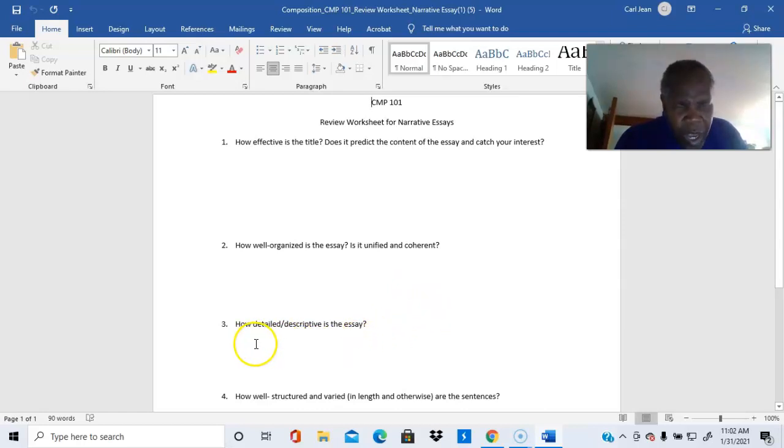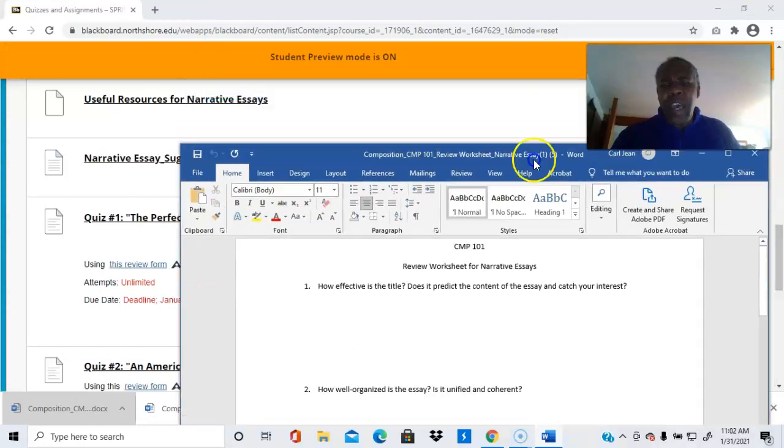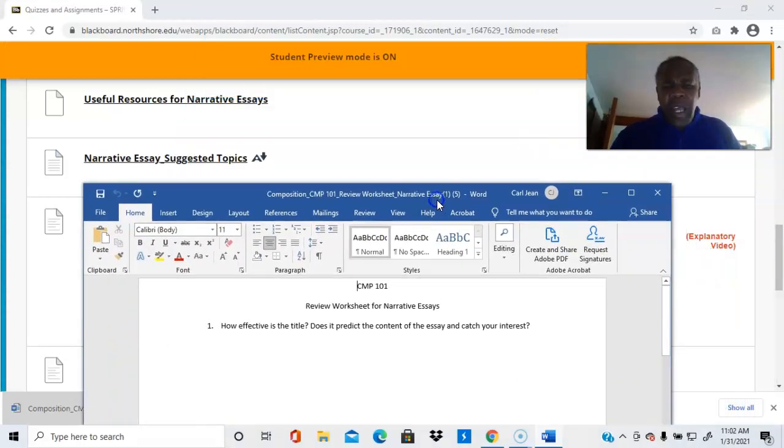This question, number 3, has to do with descriptiveness. You're supposed to say whether the essay is descriptive enough, whether the writer tries to show you rather than just telling you, whether the writer tries to let you see what he or she saw, what he or she felt, what he or she was thinking. So what I have to help you do is be in the moment, through the use of descriptive details, through the use of sensory details.